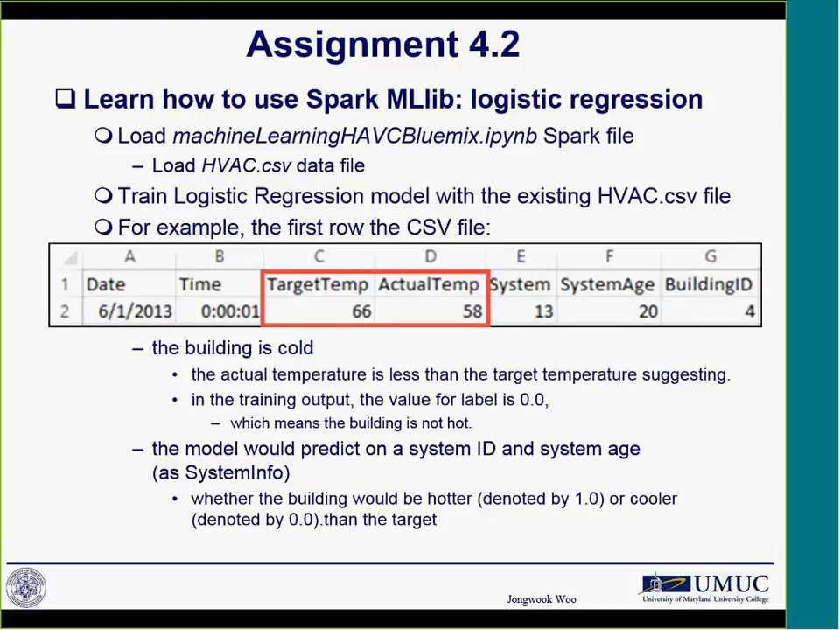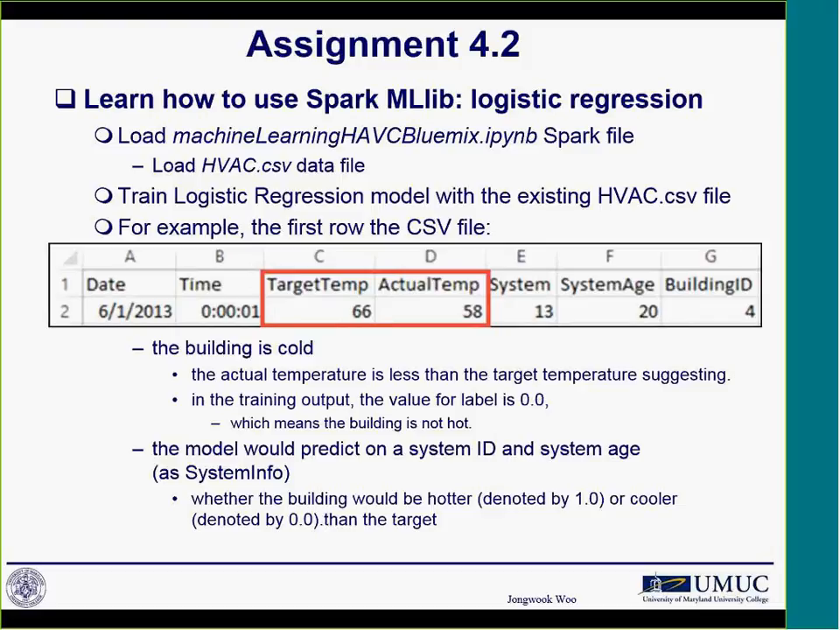So we assume that we collect this data from many buildings that have an air conditioner. Then if we train the model using logistic regression, the model can predict, when we see a new air conditioner system, depending on the system information, whether this system works well or not. That is the point of this assignment.